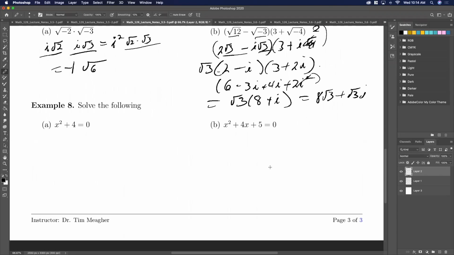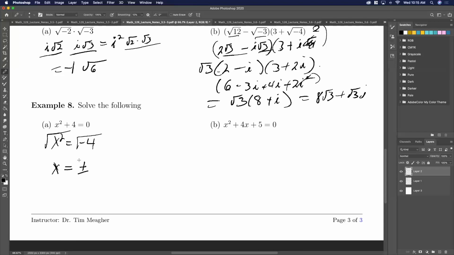All right, so let's answer the next question. Let's pretend we're solving this: x squared equals -4. When I take the square root of both sides, this just becomes x. When I take the square root is when I add the plus minus thing.